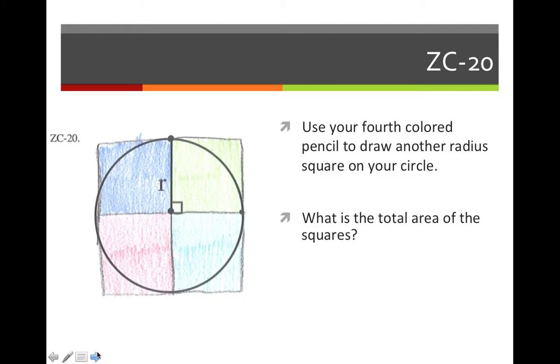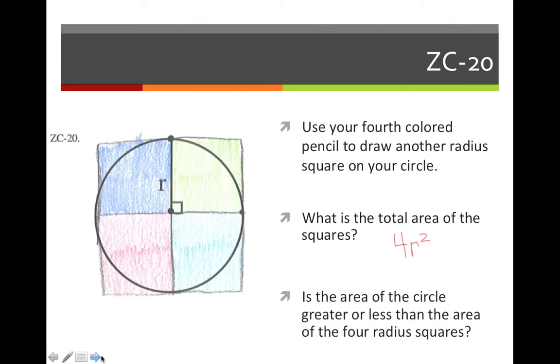What is the total area of the squares? Talk with your partner and see if you can come up with an answer to this. If you think about it, we said this green one in the corner when we started was R squared. Since now we have more than one radius square, we have 4. The answer you and your partner should have come up with is 4r squared.